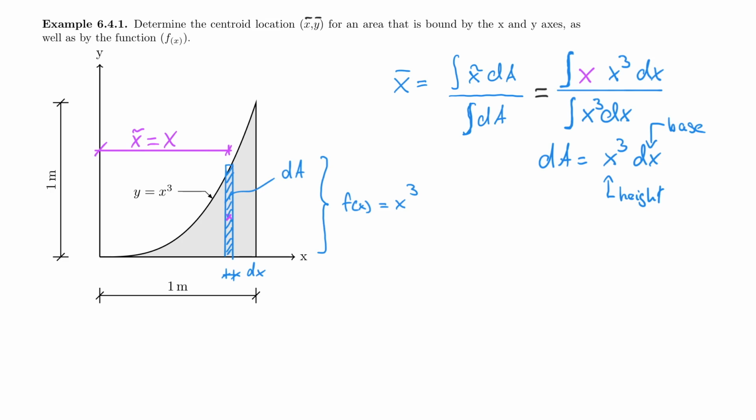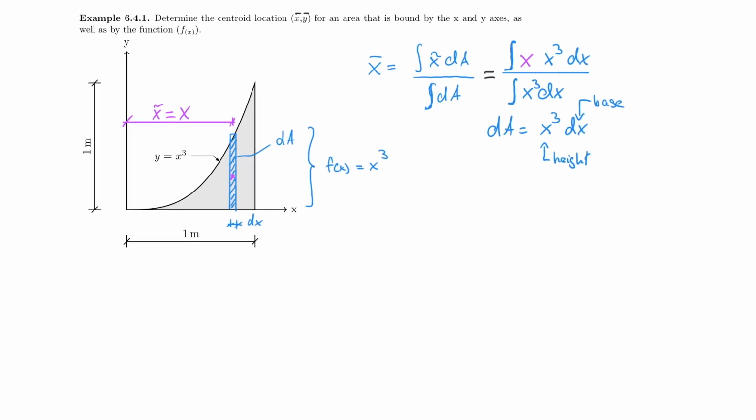And all that's left to do for me now is use integration constants. So I'm going to write that down here on the bottom again. So my x bar is equal to x to the 4 dx, and the whole thing integrated, divided over x cubed dx. So just to be clear here, I have power 4 because I have the double x here, and then x to the 3 comes from that. And now I need my integration constants. So I need to do this from 0 to 1 and from 0 to 1.